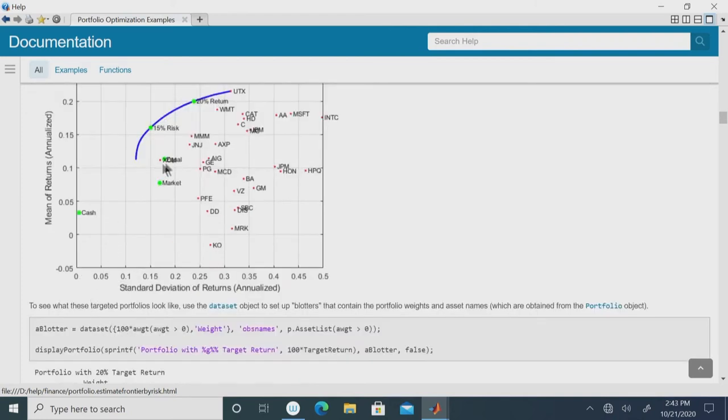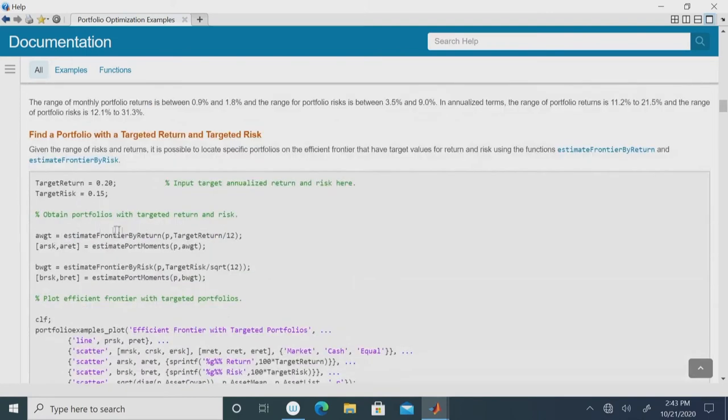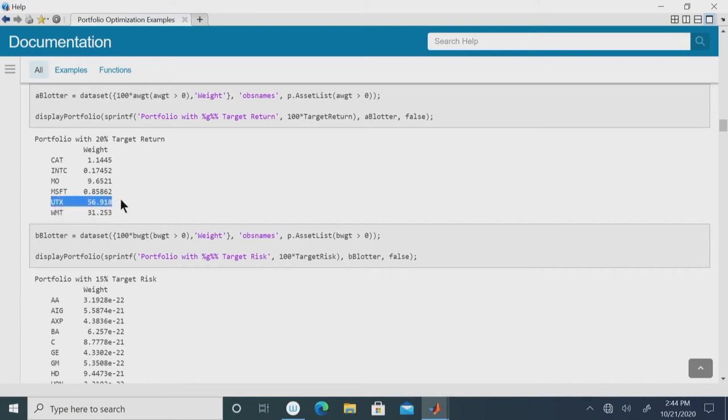So, now we need to actually look at determining the exact portfolio for the 20% return and the 15% risk. Accordingly, we will use a blotter, or a table, that will consist of the portfolio weights. First of all, we will use a blotter which essentially takes 100% into AWGT. Remember, AWGT is the one corresponding to the targeted return. It turns out that the portfolio with a 20% target return will comprise these 6 individual assets. Observe that amongst these, the highest weights, adding up to about 80% of the portfolio, are for UTX, which is 56%, and WMT, which is 31.253. UTX is Raytheon Technologies and WMT is Walmart.